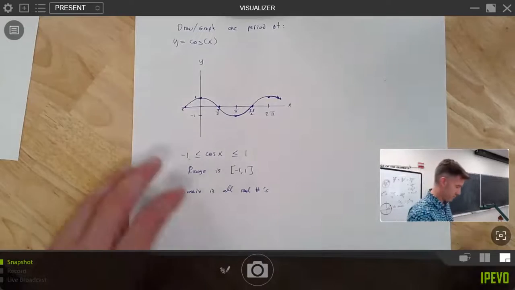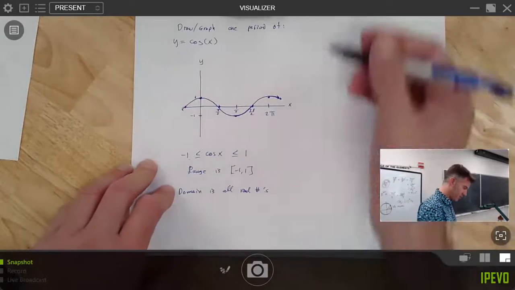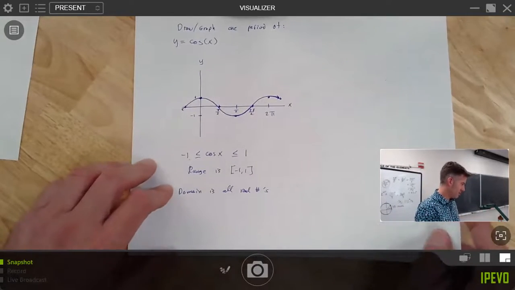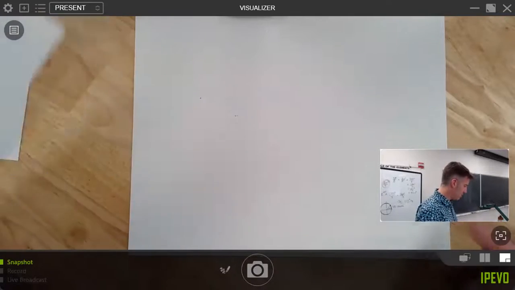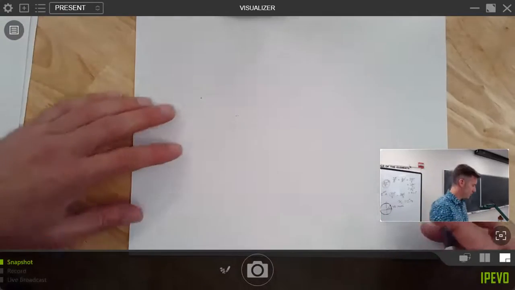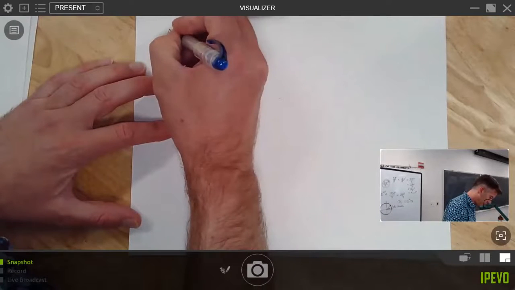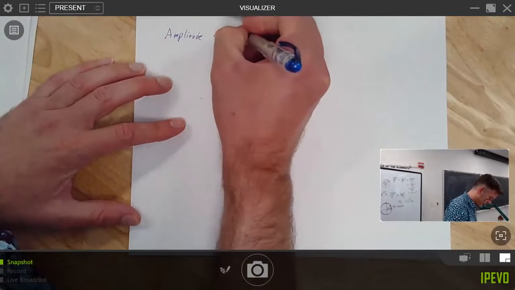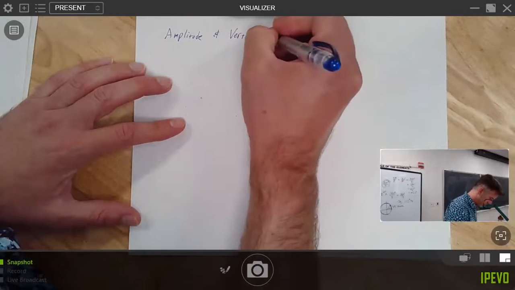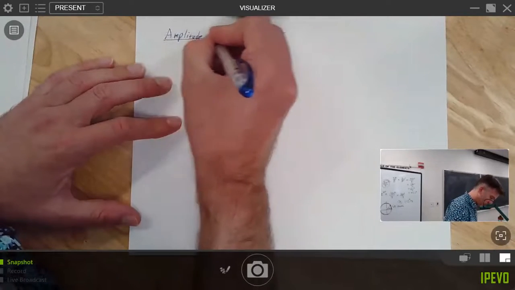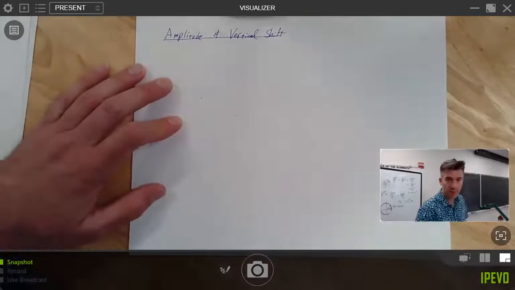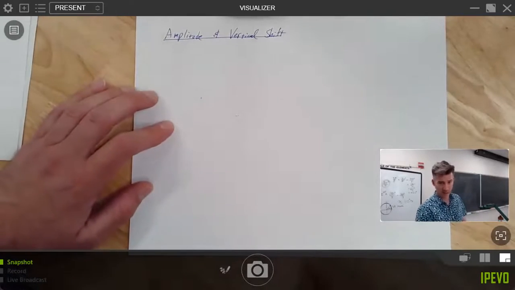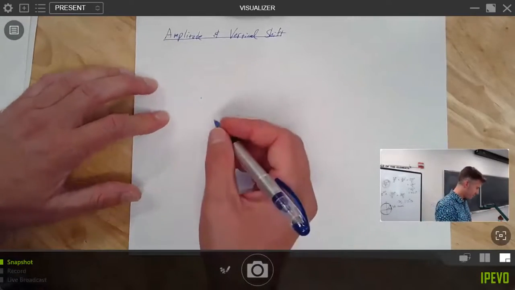I feel like I've got so much room here. I should almost use it. No, fine. We'll just use a new piece of paper. So we'll talk about amplitude and vertical shift, also called a vertical transformation. Didn't quite mean to draw my line through my words like that, but still readable.